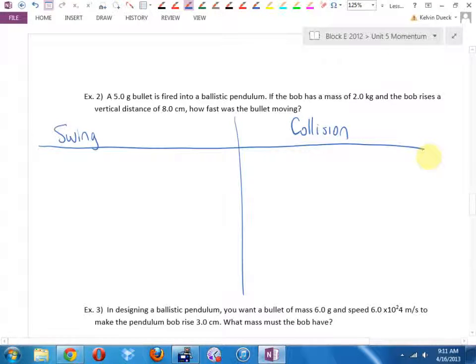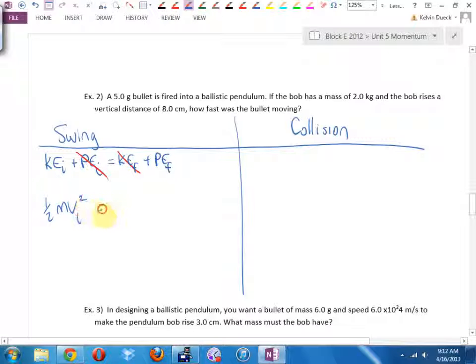Is that okay? So for the swing, that was a change in height. That would have been a job for conservation of energy. We would have said on the swing, the final kinetic is 0, the initial potential is 0. We would have said, well, that's going to be a half m v initial squared equals m g h final.